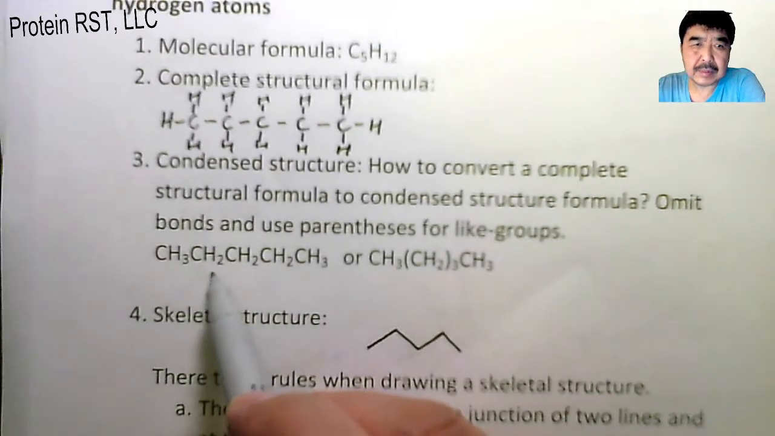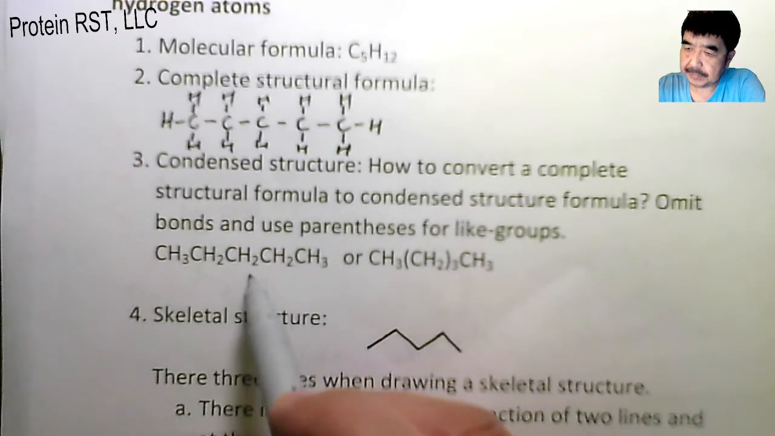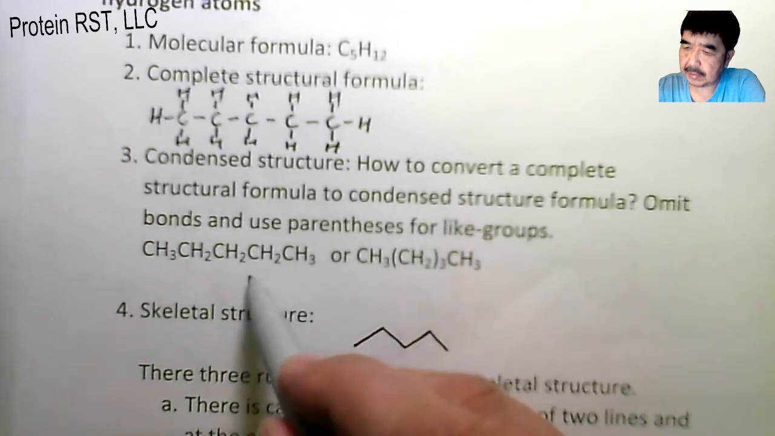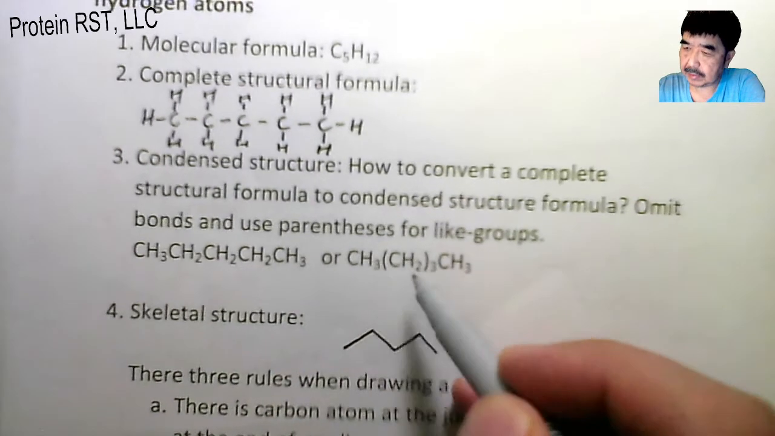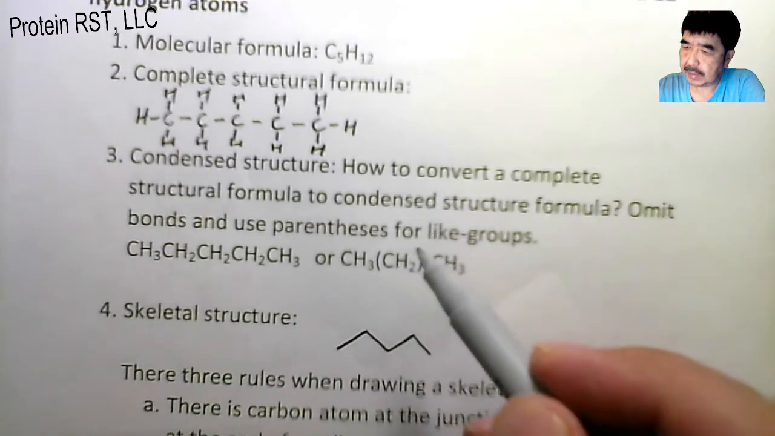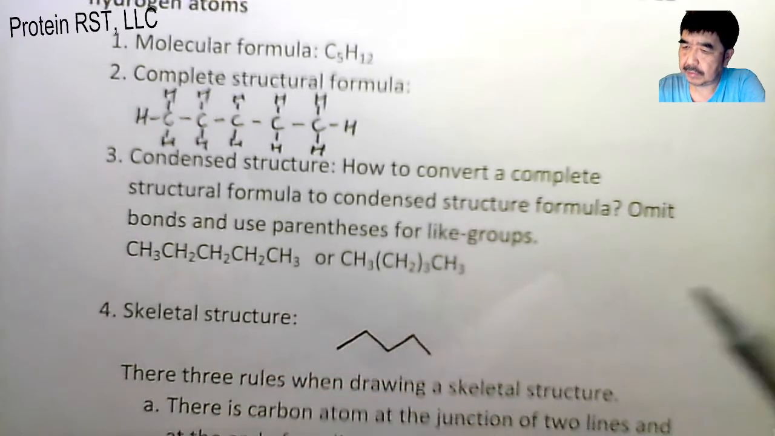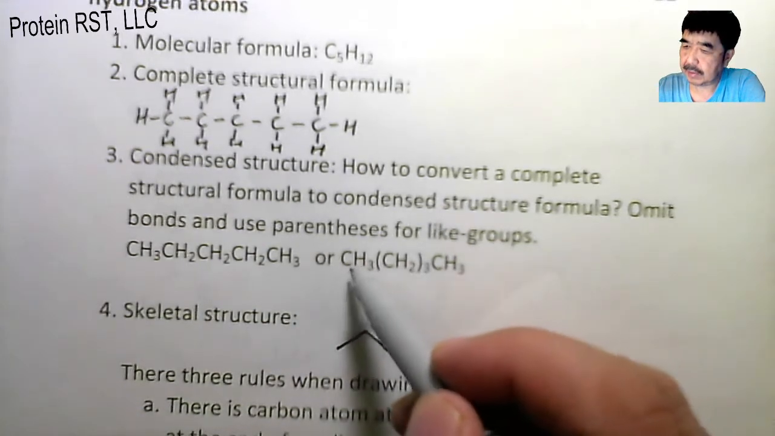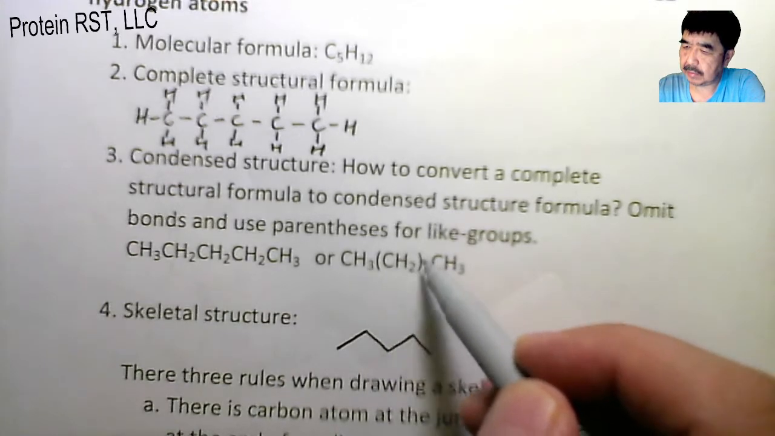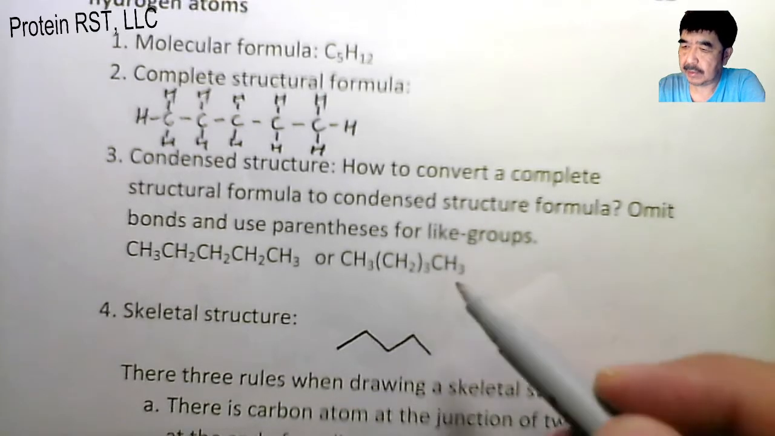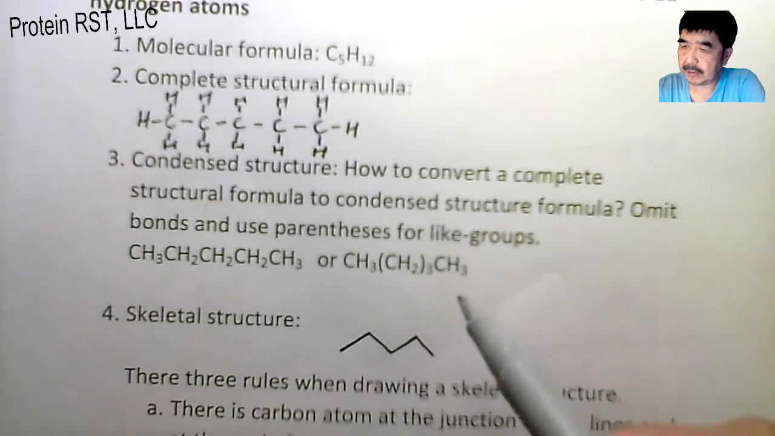Okay, in this condensed structure, we can see 3 CH2s. We can further condense this structure into this. We use the parentheses and the subscript 3 for 3 CH2 groups. Then we can write it this way: CH3 parentheses CH2 3. That means we have 3 CH2 and CH3. This is a more condensed structure.